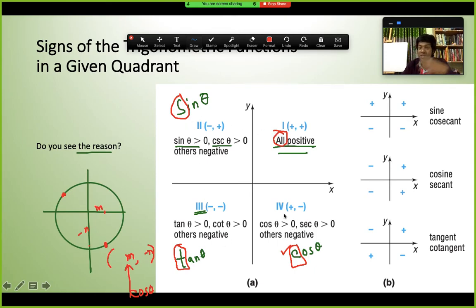You must have this in your memory, because you will be using it very frequently. That's the reason, and these are useful.